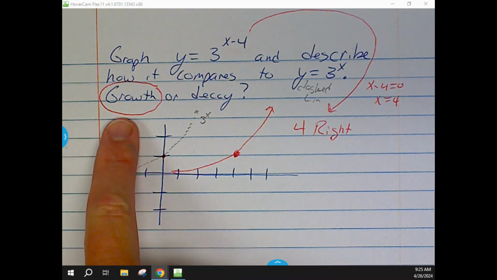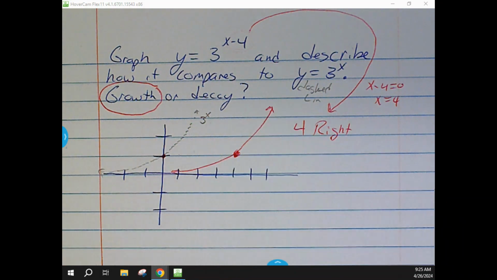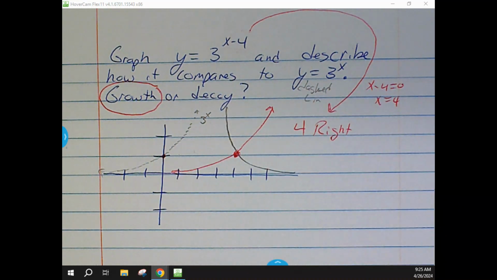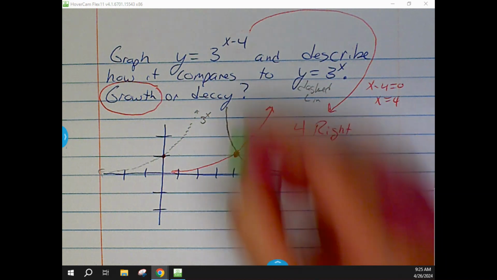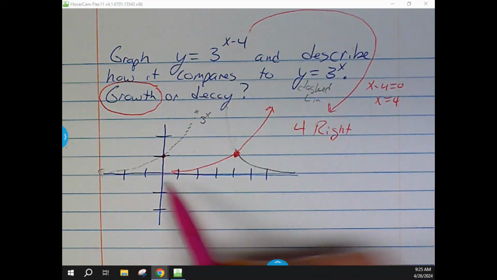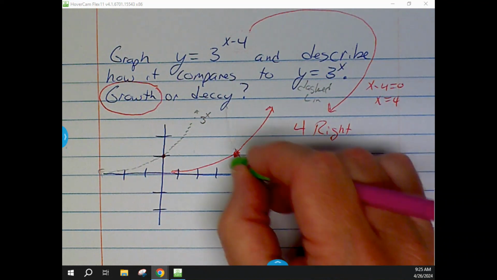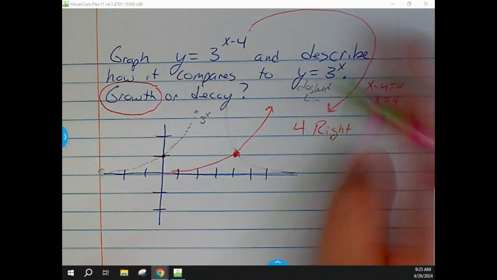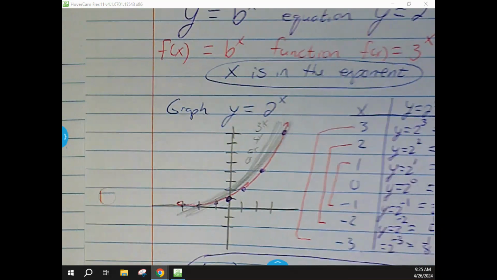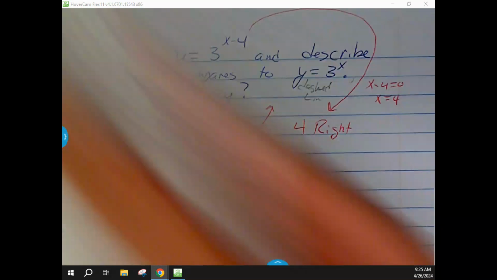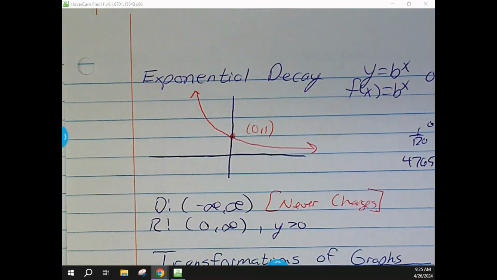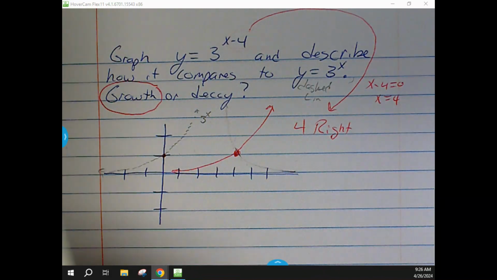Anytime it's growth, it always looks like this. If it had been decay, it would have been like this. So anytime it's growth, where the base is bigger than 1, it's got to look like that. And that's kind of what we went back to on that last graph back here. So anytime it's growth, it's always going to look like this. Anytime it's decay, it's going to look like that. So we're done, huh?